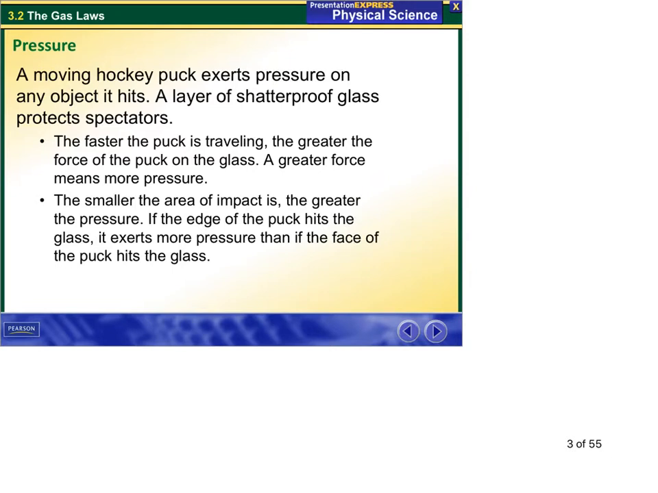For example, the hockey puck and pressure. A moving hockey puck exerts pressure on an object that it hits. A layer of shatterproof glass protects spectators. So the faster the puck is traveling, the greater the force of the puck on the glass. Greater force means more pressure. So when we go faster, we get a greater force and more pressure.